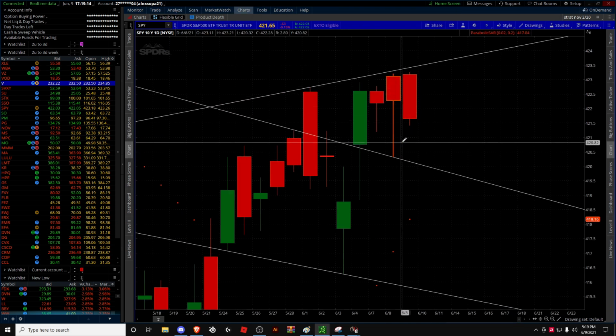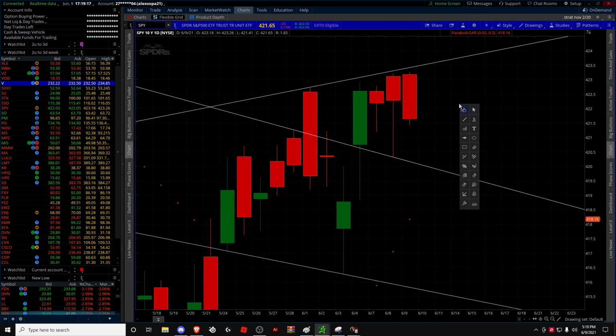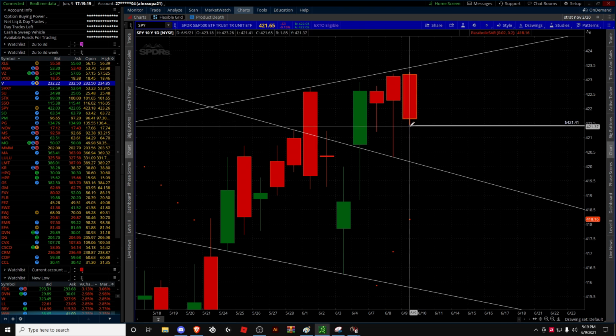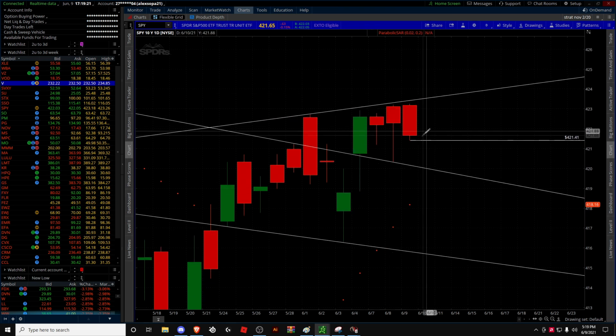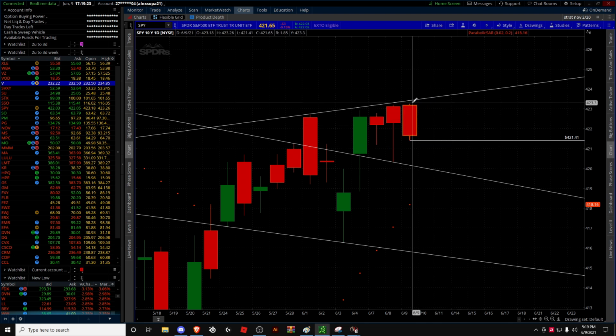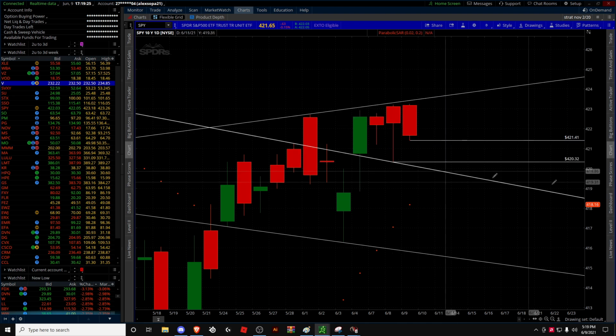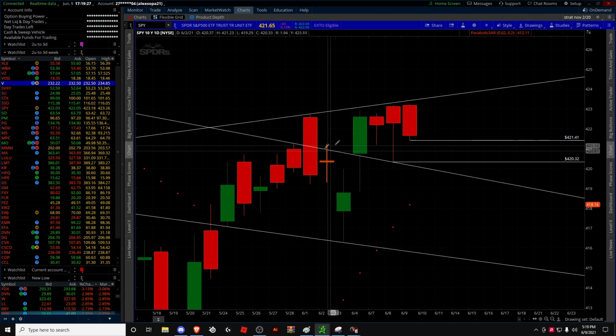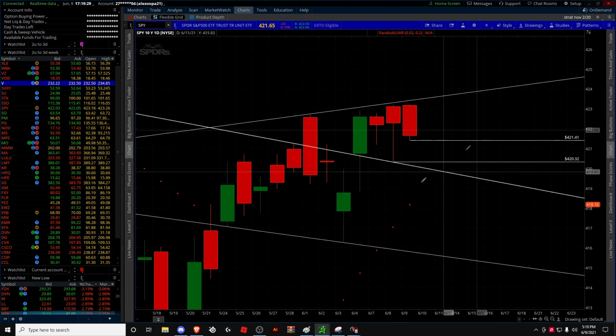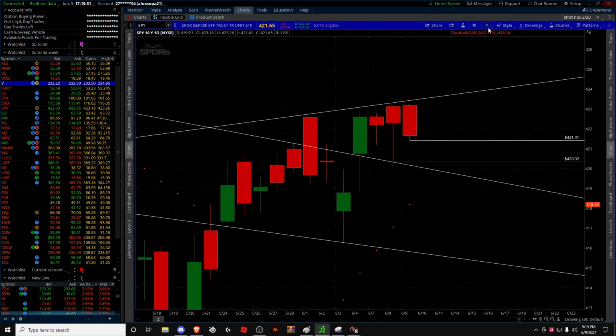So 3, 2 up red. So setting up a 3-2-2, and we closed way down here. So more likely to take out that than we are to come and take out that. So we should prepare for more downside. We also have CPI numbers tomorrow, which should be interesting. So the magnitude of that day is to be coming down here.